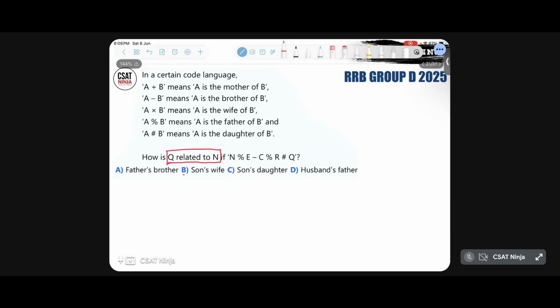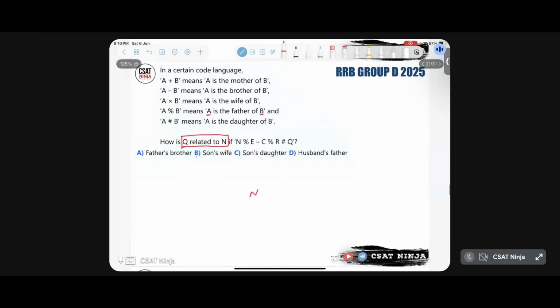Percentage means the first one is the father of the second one. Next one, minus means what? Is the brother. That means the first one is the brother of the second one. And percentage means father. The first one is the father of the second one. And H means what? Is a daughter. That means the first one is a daughter of the second one.